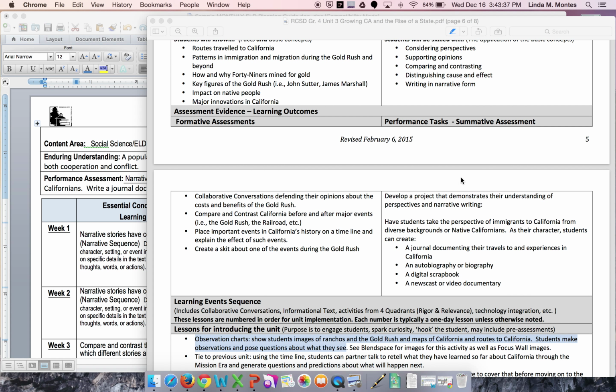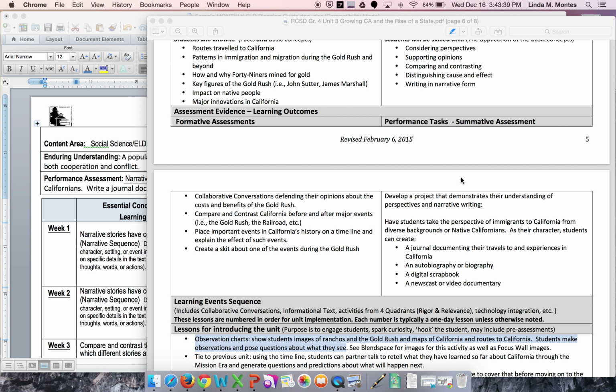So in this particular fourth grade unit on growing California and the rise of the state, the performance task, that summative assessment, is going to be for students to develop and demonstrate their understanding through narrative writing. So we want them to write a biography, an autobiography, a story of some sort, documentary that will culminate the understandings that they've learned. Okay? So given that, this is what's happening during that social science block, during that integrated ELD block.